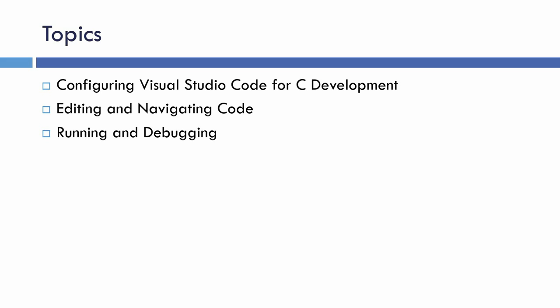Visual Studio Code is an open source programming editor from Microsoft that has really excellent tooling for doing C development on Linux. In this presentation I'm going to show you how to configure Visual Studio Code to develop a C program that has a couple of source code files in it. I'll show you some of the editing and navigating features, and then how to run and debug.